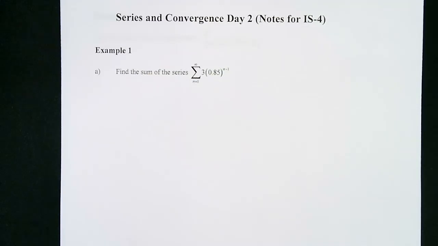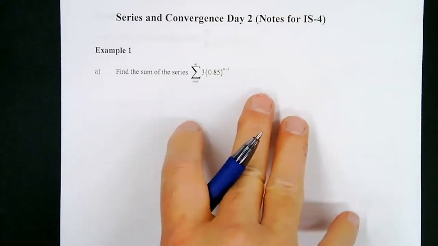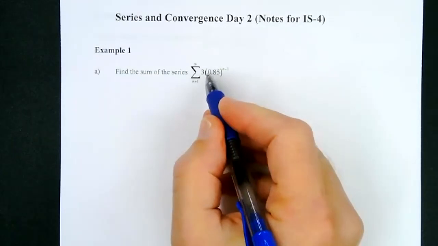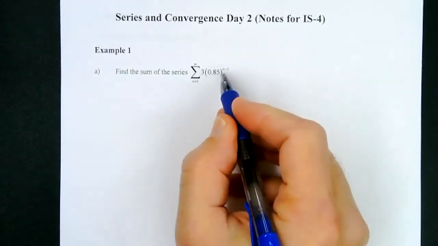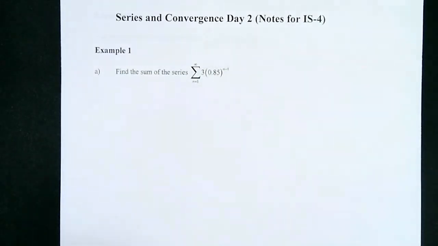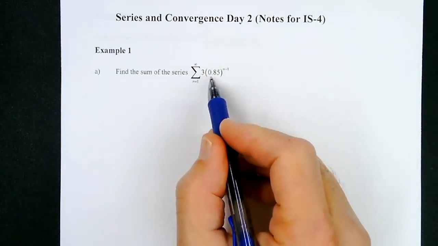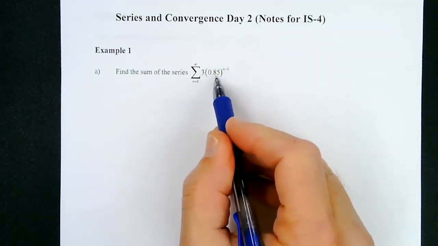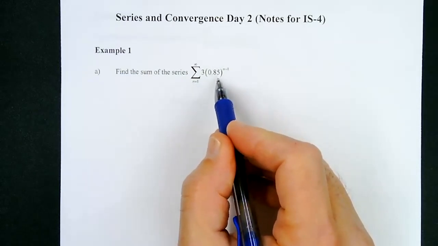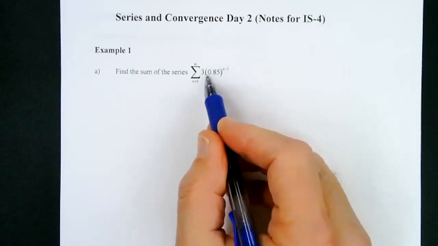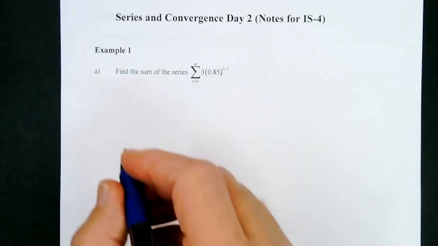All right, today we're going to look at series and convergence for a second day, and we want to come up with the sum of these different series. So we're looking at the series sigma n equals 1 to infinity of 3 times 0.85 raised to the n minus 1 power. So what we need to do is recognize that this is the number 3, right? And we're multiplying by powers of 0.85, which makes this a geometric series, because when you repeatedly multiply by the same amount, in this case 0.85, that's called a geometric series.